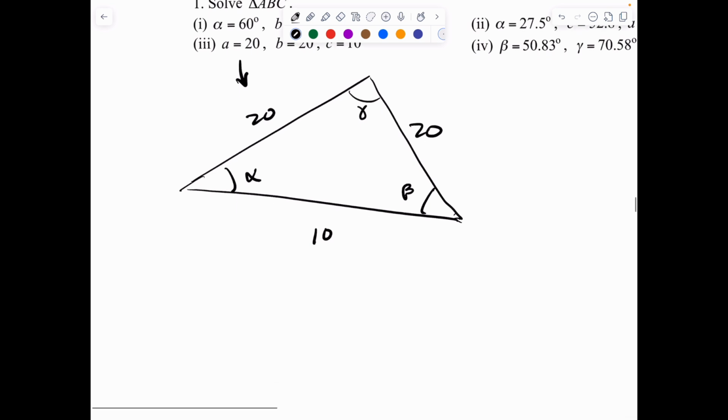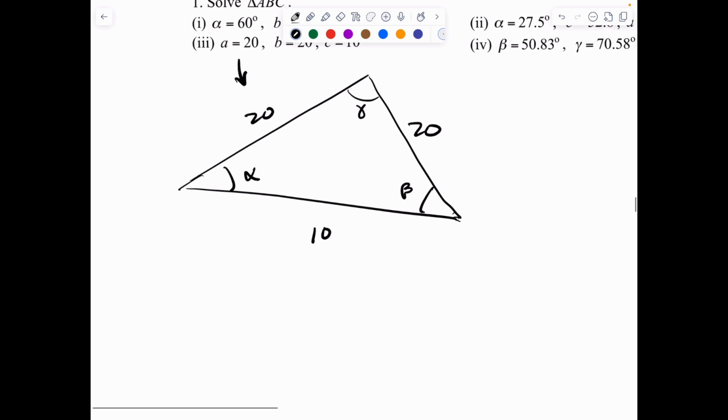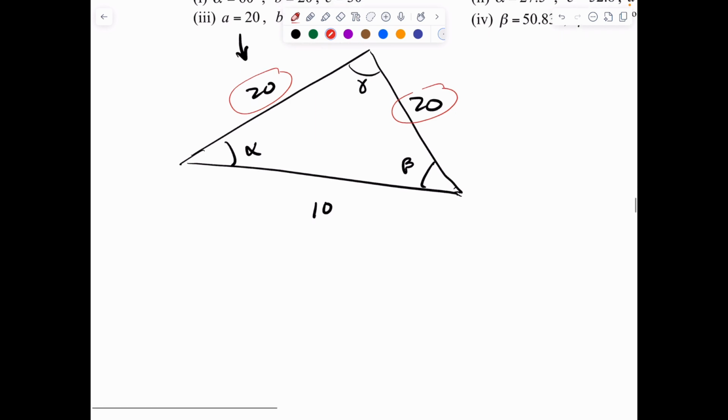compute these. This is going to be a law of cosines situation because we have no angles to compute anything with. So let's figure this out. Alpha and beta will be the same because these two sides are the same, and so they'll be the same measure. So we'll pick one of those because those will both be bigger than gamma.